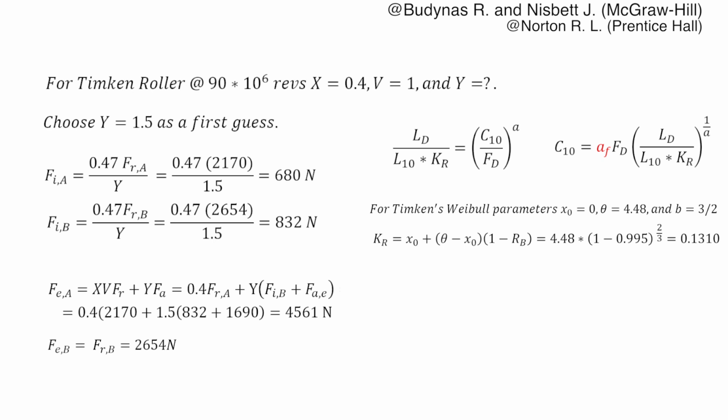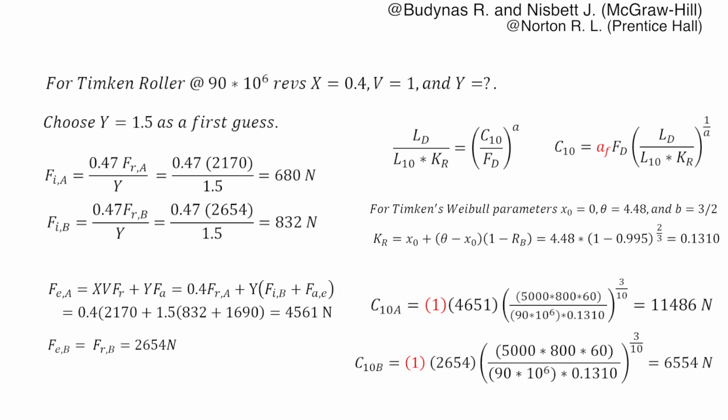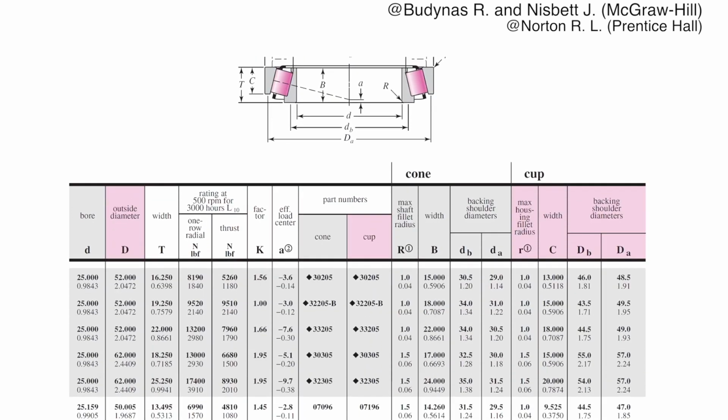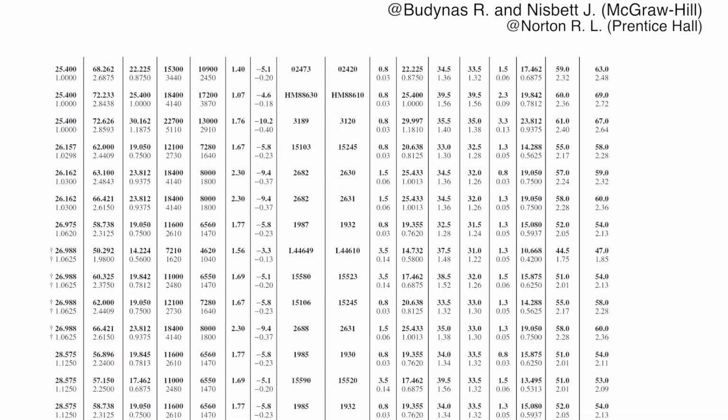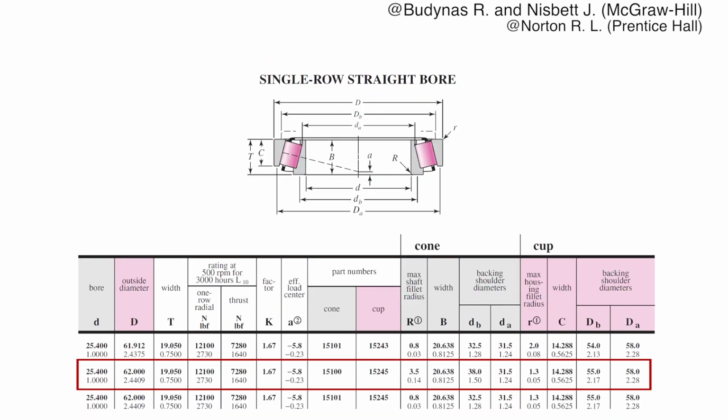Solving for the desired catalog rating with an application factor shown in red of 1, we find the required bearing pair which can meet or exceed the 11.5 kilonewton and 6.5 kilonewton load requirements. Let us choose the cup and cone pair for both bearings based on the largest force requirement. Going through this quick reference sheet, we find a possible bearing. It looks like part number 15100 and 15245. Let's double check that.